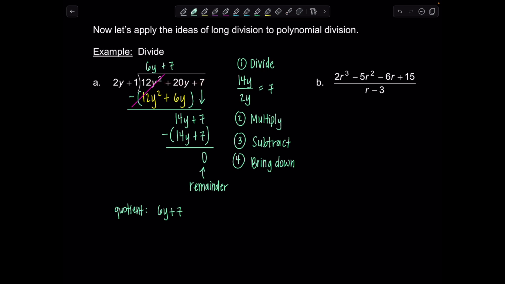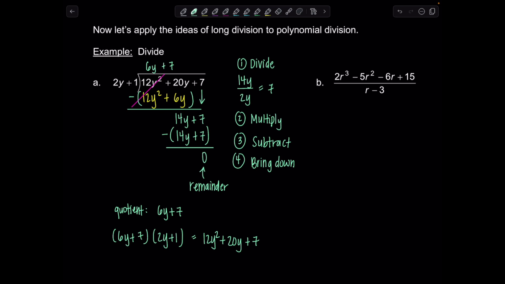Since we have 0 remainder, that means I actually have 2 factors of the dividend. So you could say, I know that 6y plus 7 times 2y plus 1 gives me 12y squared plus 20y plus 7. And if you're nervous that you did it correctly, you could always FOIL it back out and make sure, because we had 0 remainder in this case. How lovely, yes?